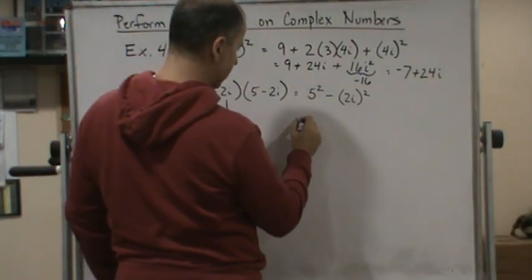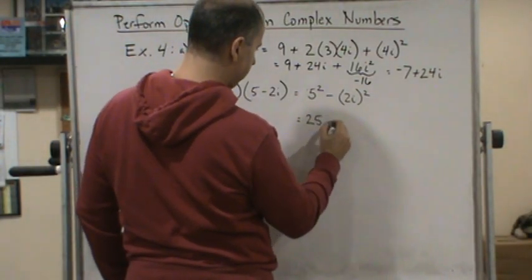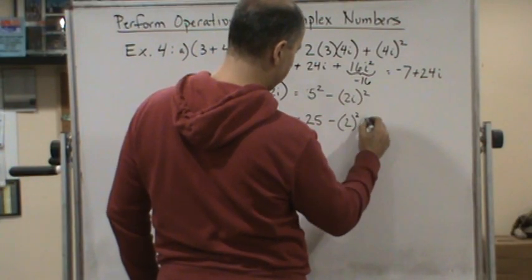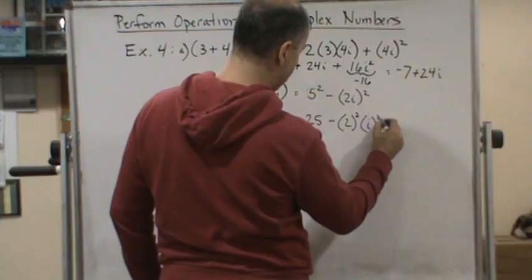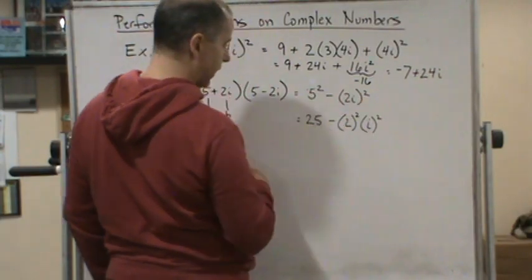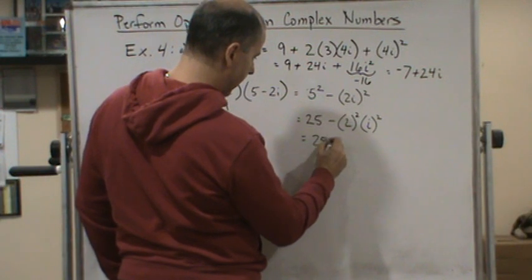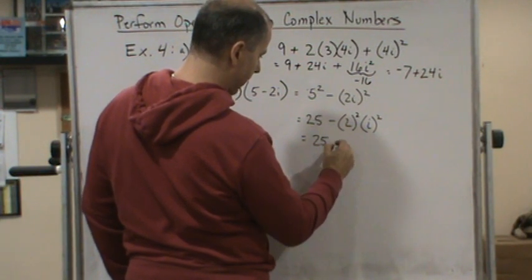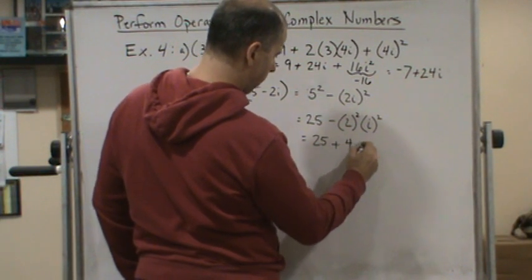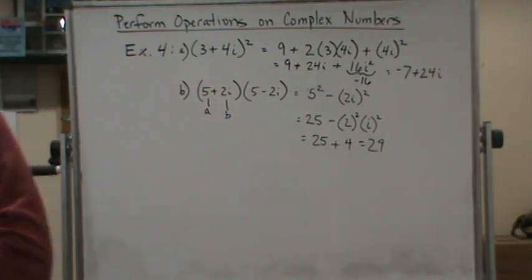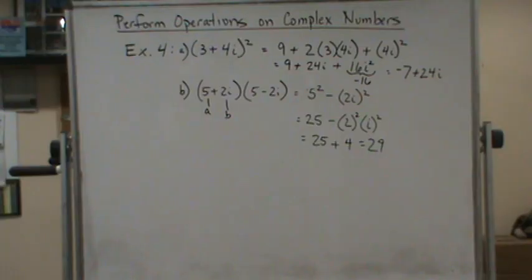And so it ends up being 25 minus, and then this is going to be 2 squared times i squared, because you distribute the exponent. And so that's going to give me 25, and then this is negative 1, which will make this plus 4, which equals 29. Sorry about that. I just made an arithmetic error. Okay, bye.